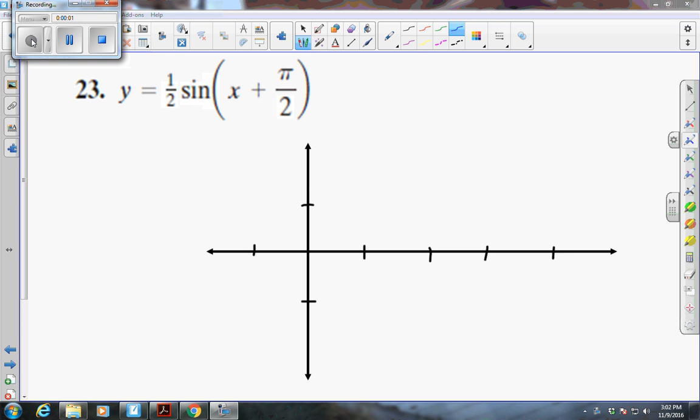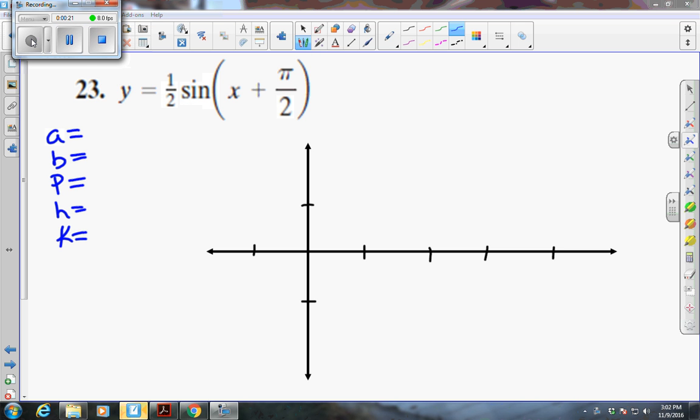All right, so to graph this, we want to look at a number of things. Start out with, we want to find the amplitude, the b value, the period, the h, and the k. And if you get in the habit of looking at those consistently, we should be pretty good.